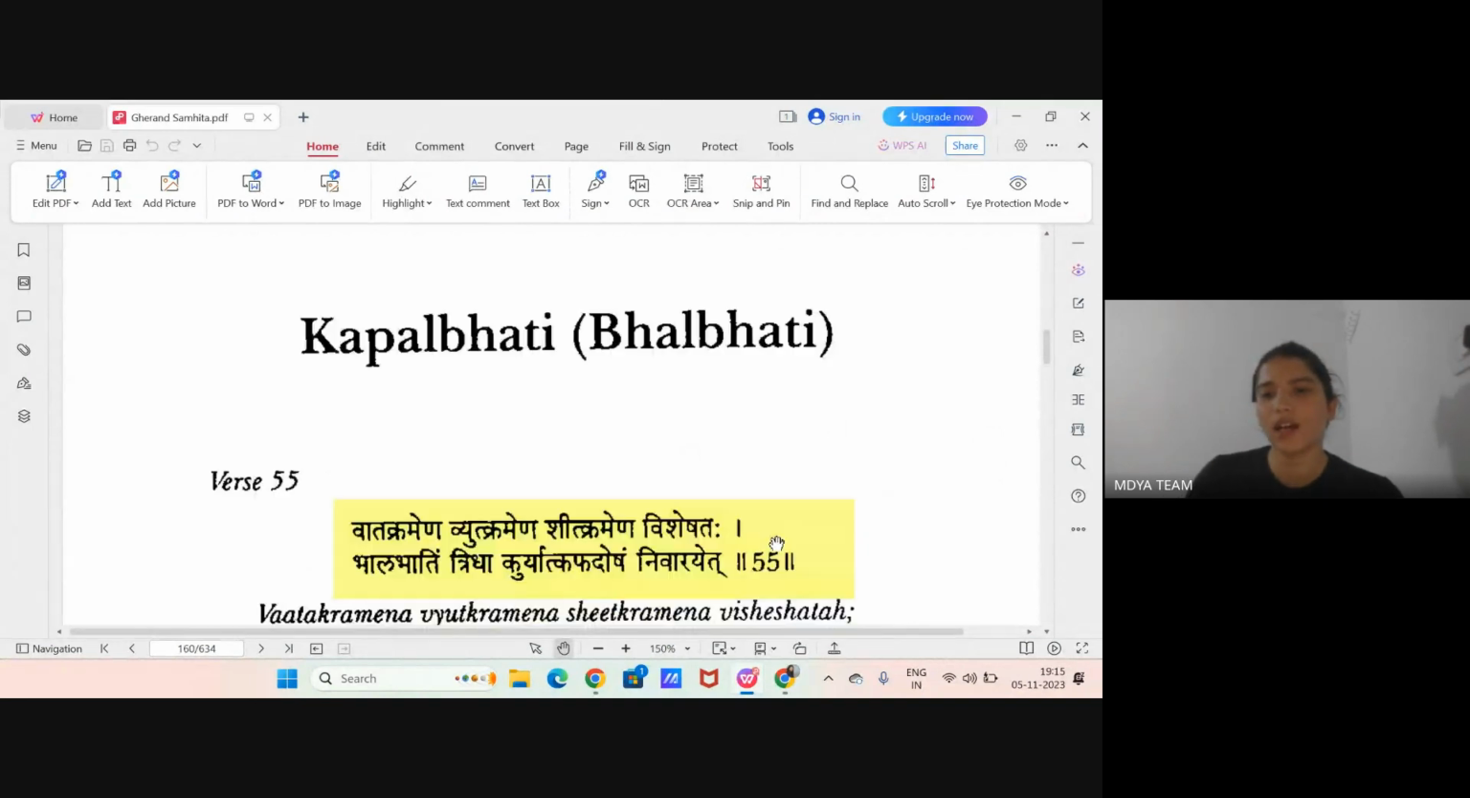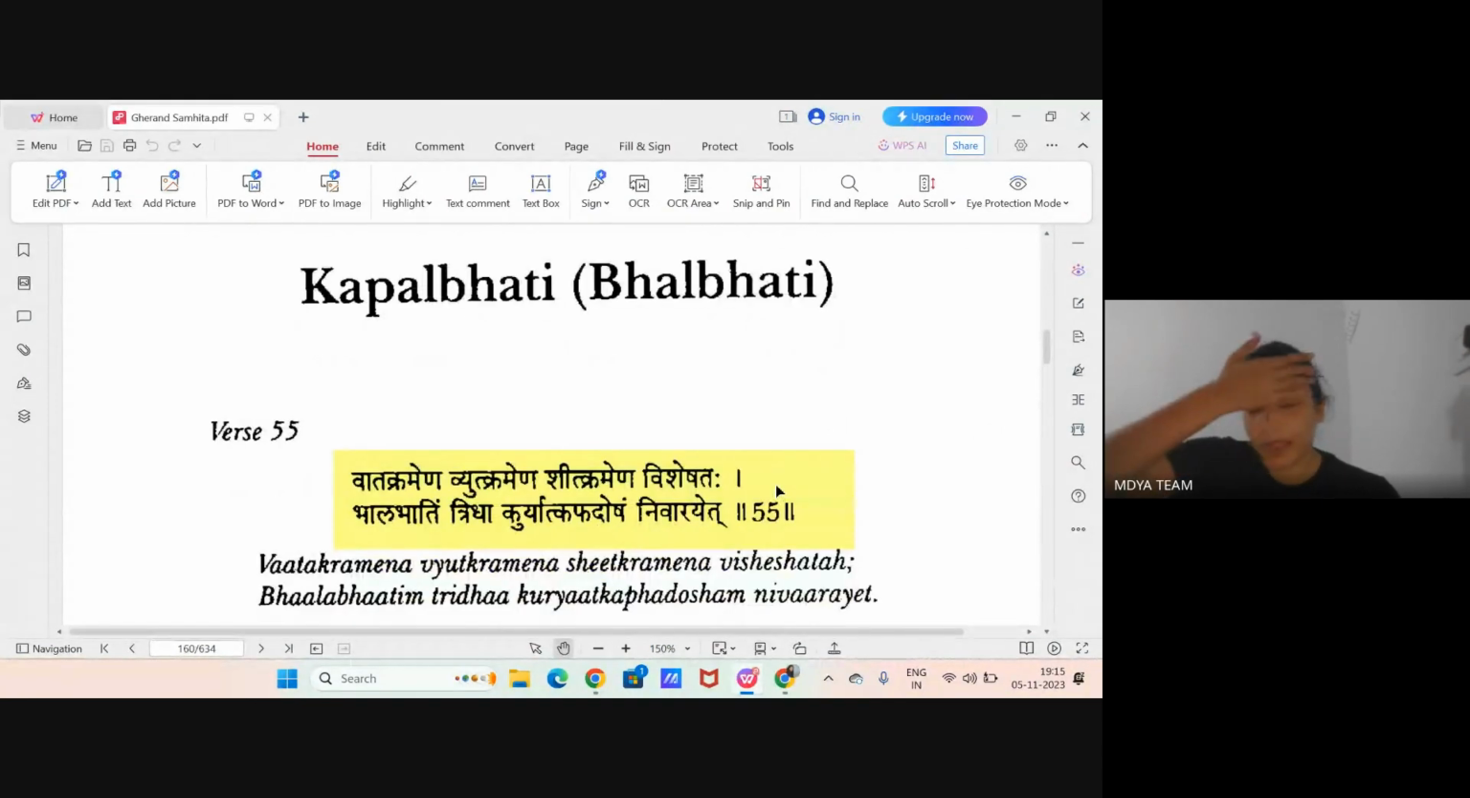Kapalabhati is also here called the Bhalabhati. Bhali is represented as the forehead. So cleansing of the forehead is called the Bhalabhati or Kapalabhati. Vatkarmen, Vyutkarmen, Sheetkarmen, Visheshata, Bhalabhatim Pridam, Kuryat, Kaf Dosham Nivaryat. So there are three types of Kapalabhati: Vatkarm, Vyutkarm, and Sheetkarm.